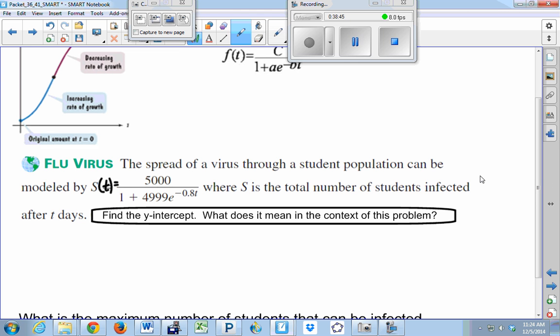How many people were initially infected? How do I find that? That's the y-intercept, where t equals 0. So to find the number of students that were initially infected, if I use the little formula I just showed you, it's c divided by 1 plus 4999, because e to the 0 just becomes 1. So that shows you 5,000 over 5,000, which is 1. This makes sense. There was one student initially with the virus, and then it started spreading.